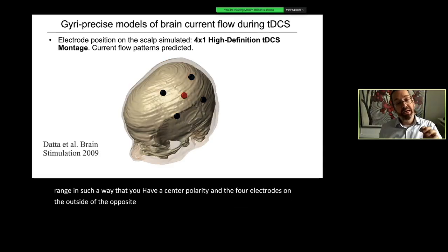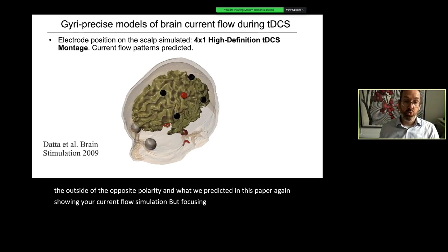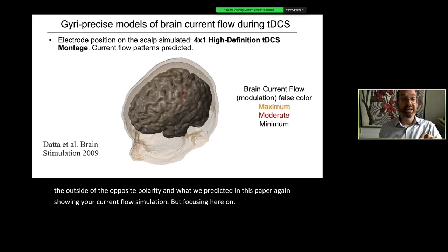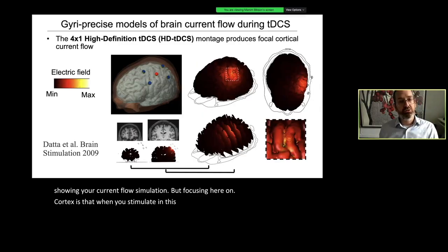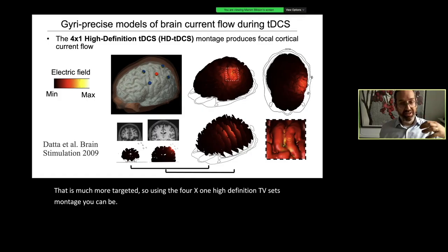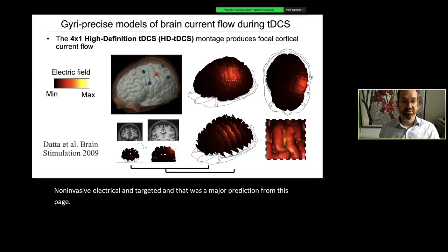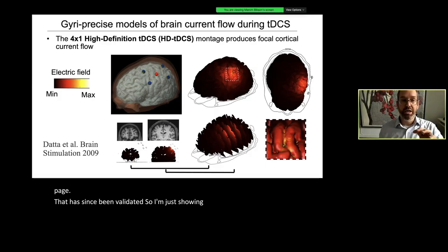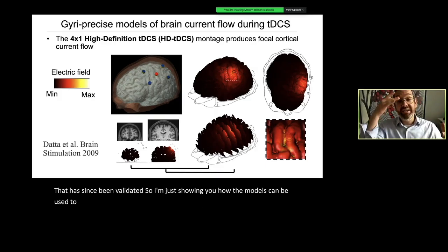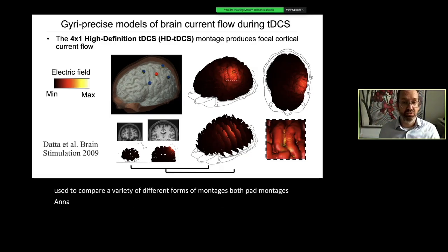And what we predicted in this paper, again showing you a current flow simulation, but focusing here on the cortex, is that when you stimulate in this way, you produce a current flow pattern that is much more targeted. So using the 4x1 high definition TDCS montage, you can be non-invasive, electrical, and targeted. And that was a major prediction from this paper that has since been validated. So I'm just showing you how the models can be used to compare a variety of different forms of montages, both pad montages and a whole variety of different types of high definition montages.